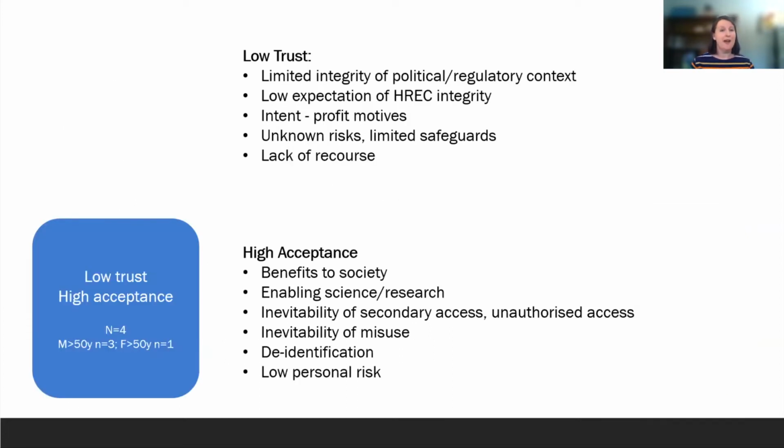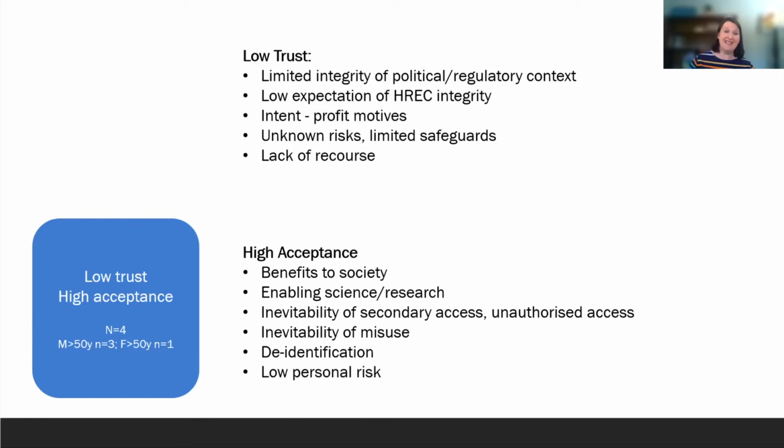So the participants who had a lower sense of trust generally, and yet a high acceptance of the waiver of consent, were quite a group of characters, actually. The lower sense of trust was centred around a very limited integrity of the broad political and regulatory context, a lower expectation of the ability or integrity of HRECs. And I want to be very clear, this comes from them, this is not my view.